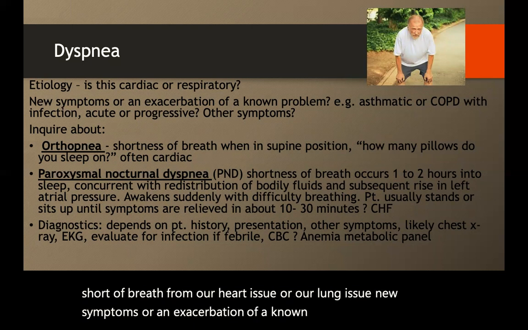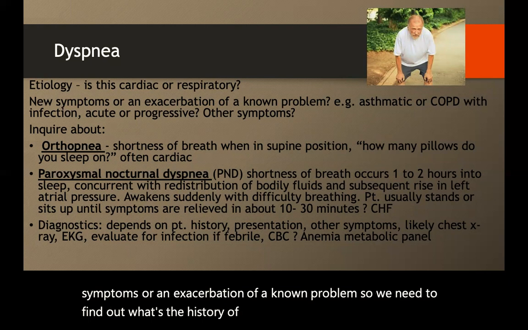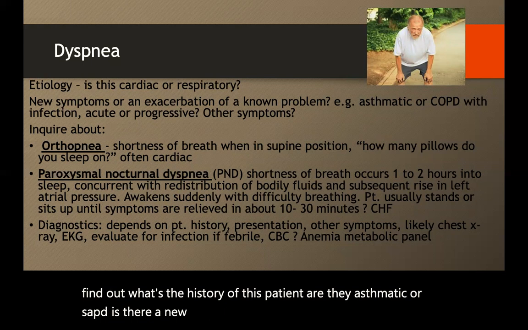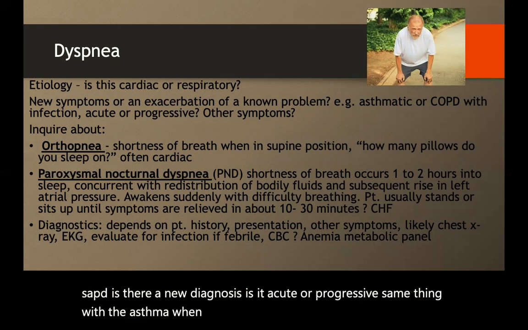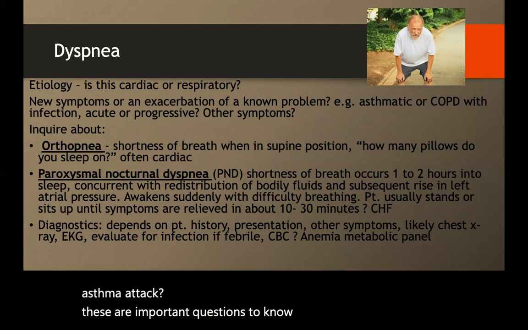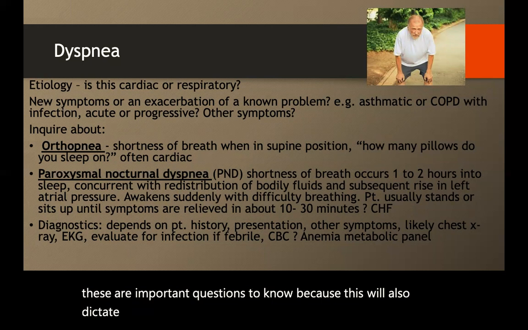So we need to find out, what's the history of this patient? Are they asthmatic or do they have COPD? Is their COPD a new diagnosis? Is it acute or progressive? Same thing with asthma. When was the last time they were hospitalized for an asthma attack? These are important questions to know because this will also dictate your treatment plan.